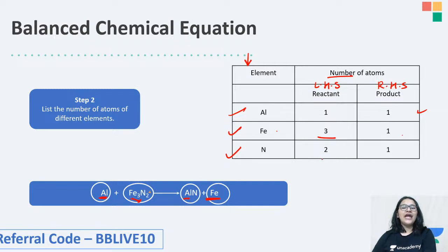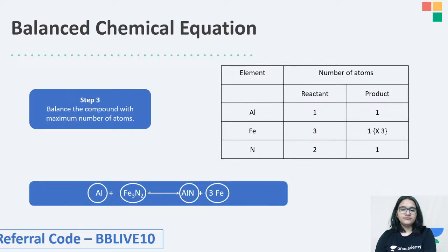Then we move on to nitrogen. How many nitrogen do we have over here? I have 2 nitrogens on the left hand side. When I talk about the right hand side, you will see only 1 nitrogen. So this also needs to be balanced. So let's start with the biggest unbalanced number over here, that is 3, and that is of iron.